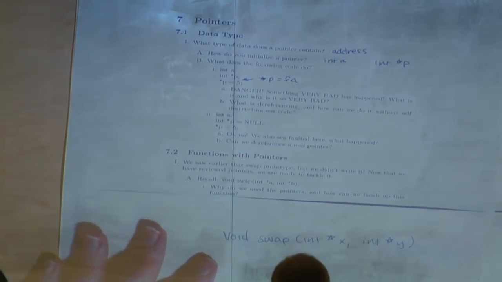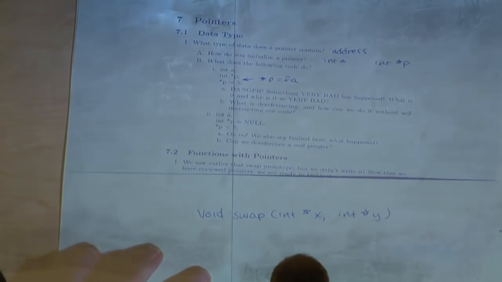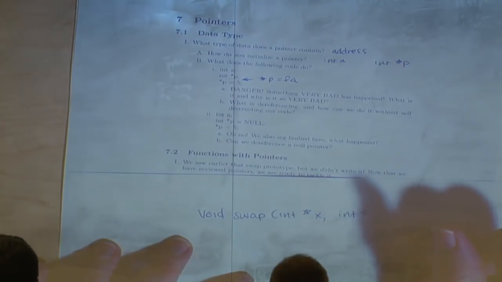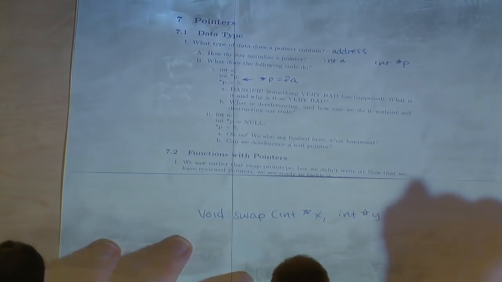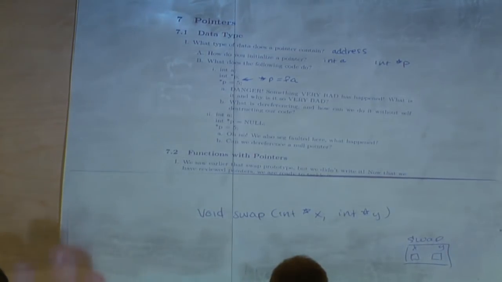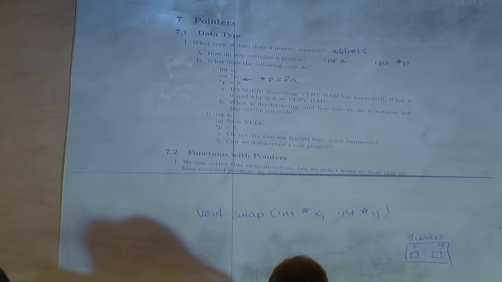Okay. So we have an int star x and an int star y. So these need to contain, inside our swap function, we just have x and we just have y, and they need to contain an address. So in our main function, what we need to send them is an address.